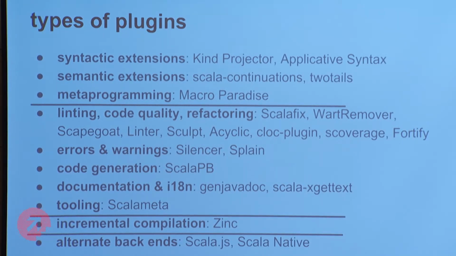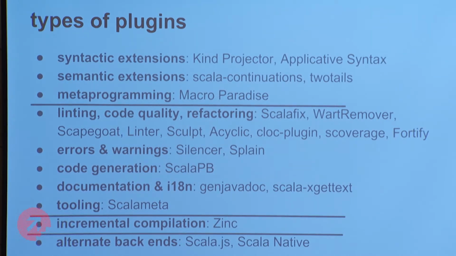These are plugins that don't change what you can do, but just help you do it better. So there's a lot of linters that are plugin-based, plugins that make improvements to how errors and warnings are reported or handled, generating code, generating documentation, and then Scala Meta is another meta thing that lets other people build tooling. They build the plugin, and then you take it from there.